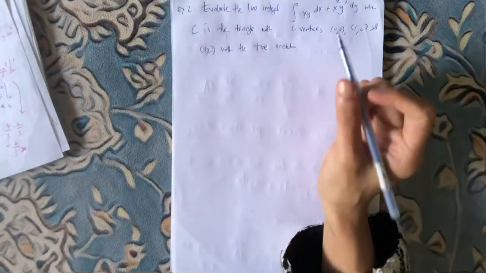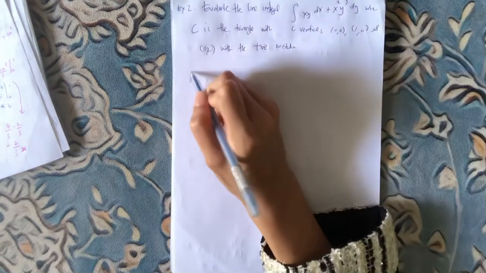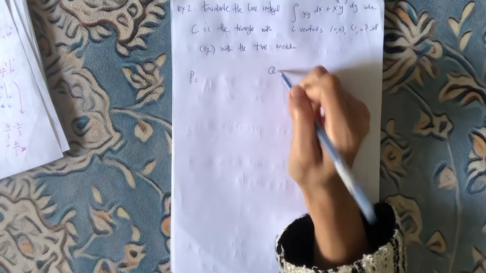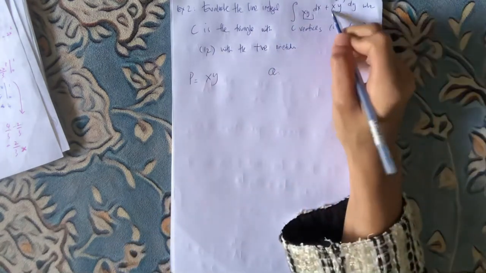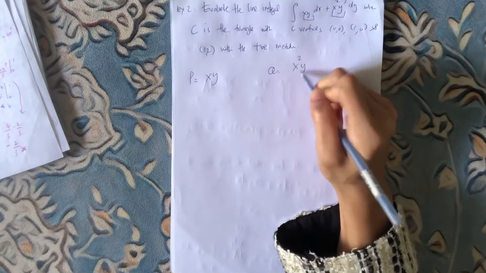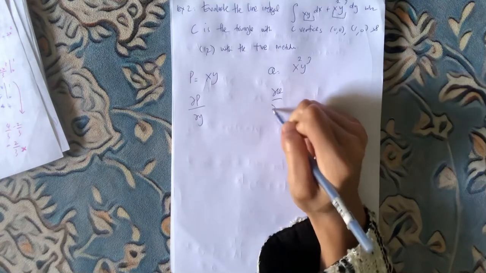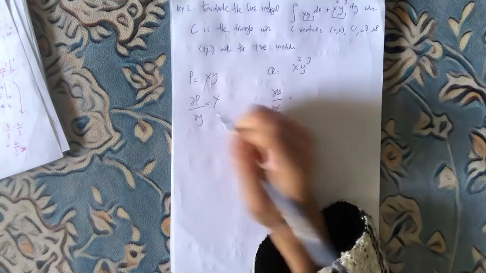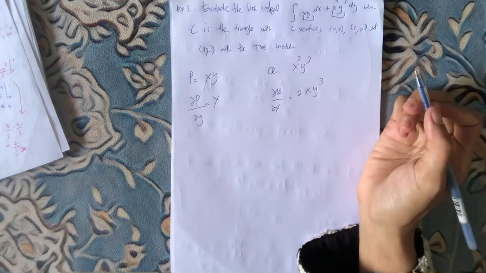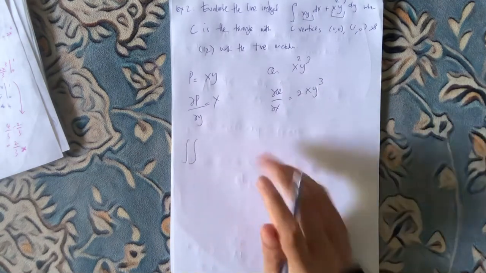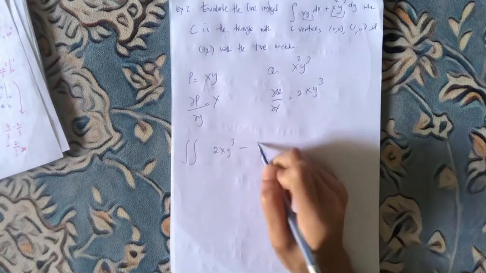By using Green's theorem, you need to identify what is your P and what is your Q. This is your P, which is xy, and this is your Q, which is x squared y cubed. Differentiate P with respect to y, and differentiate Q with respect to x. This will be x, and this will be 2xy cubed. Now substitute into the equation, so it will be 2xy cubed minus x.